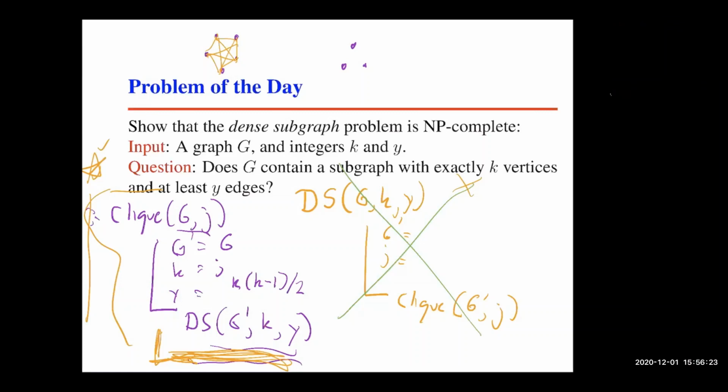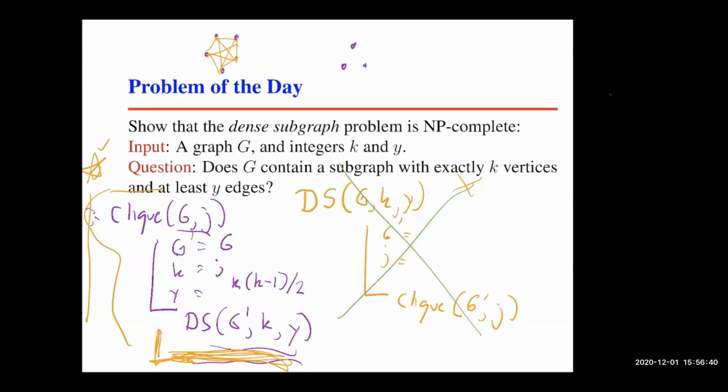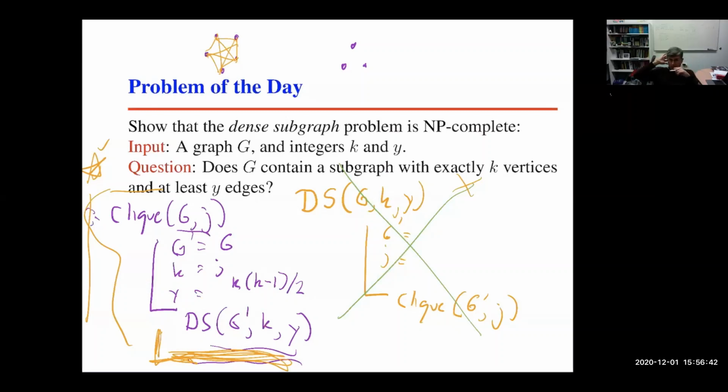So this doesn't prove anything or show anything about whether we can actually do densest subgraph, right? We don't know whether there's actually an algorithm that works for that. No. Well, first of all, can someone give me an algorithm for densest subgraph? Perhaps a slow algorithm for densest subgraph.